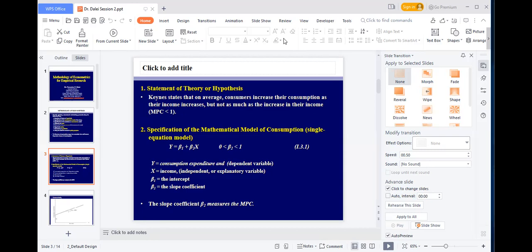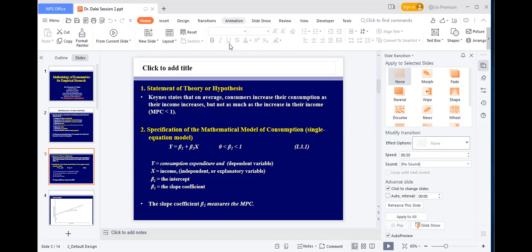Dr. Dalei, if you can, because students are not able to hear the MPC, the marginal, just tell them slowly, and also with delta, try to explain why it is less than 1 in the statement of the theory or the hypothesis, please. Right. Okay, sir.